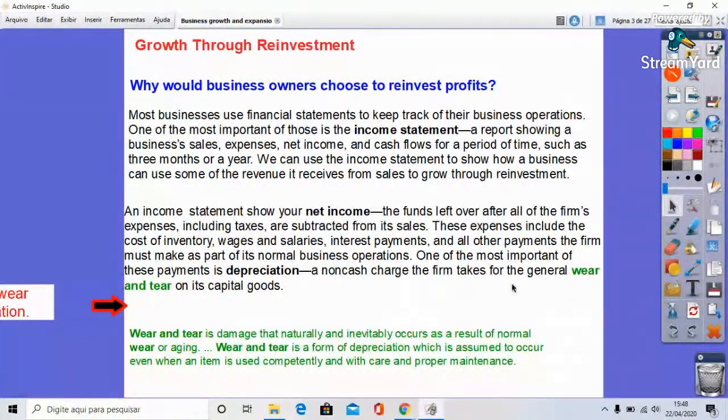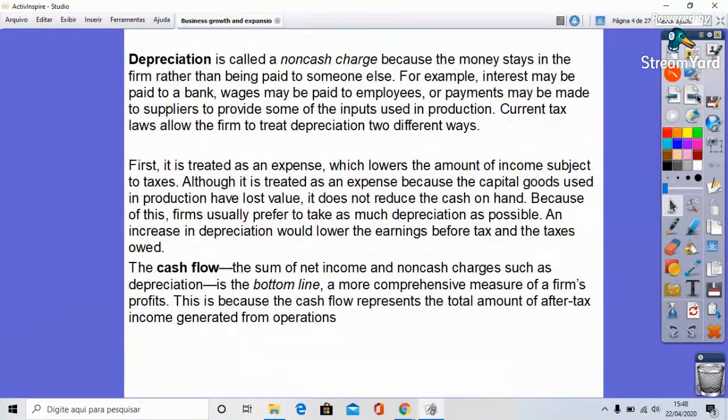A non-cash charge the firm takes in general is wear and tear. What is wear and tear? Wear and tear is the damage that naturally and inevitably occurs as a result of normal wear or aging, something that loses value as time goes by. So remember that wear and tear is a form of depreciation. Depreciation is a non-cash charge, remember? Because it stays in the firm. It does not go anywhere. It stays in the pocket of the owner of the firm. But it's treated as an expense. So I look at depreciation as an expense, even though I don't pay it to anybody.